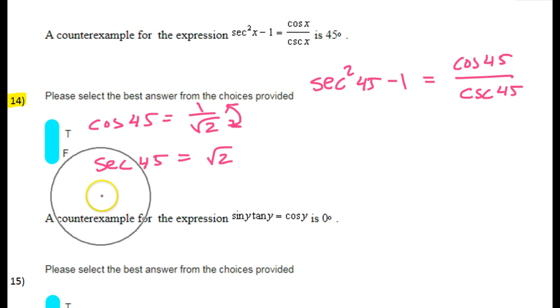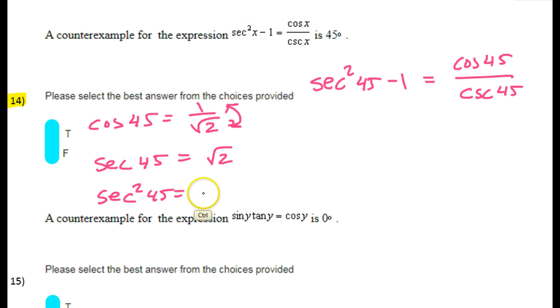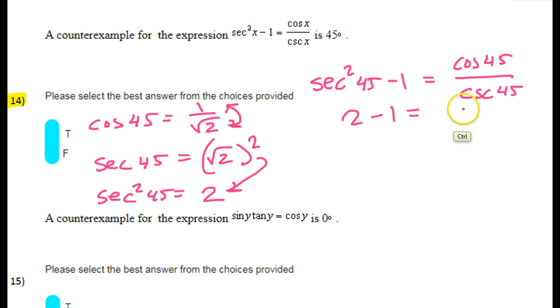Now we need secant squared, so if I square both sides, then I will have secant squared 45 is equal to 2, because if you take radical 2 and you square it, you just get 2. The radical and the squaring cancel each other out. So this has a value of 2 minus 1. Now, cosine of 45 is 1 over radical 2.